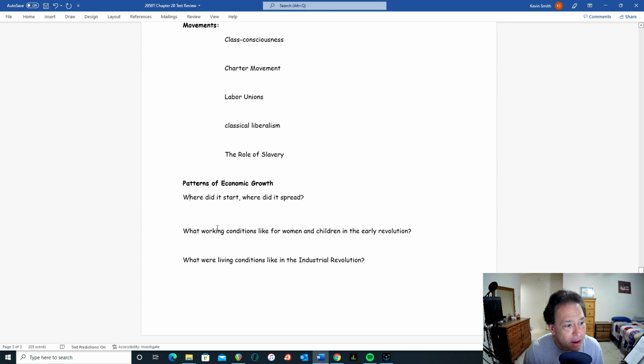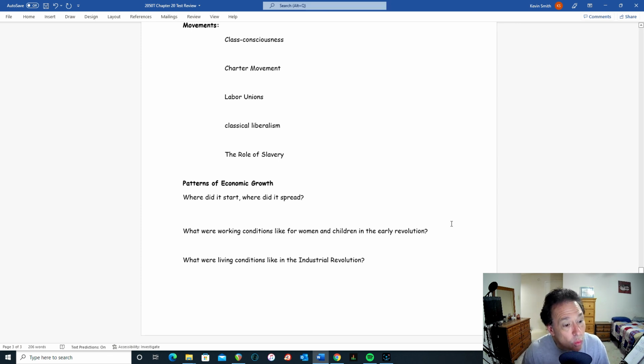What were working conditions like for women and children in the early Industrial Revolution? It was bad. Women couldn't take care of their children at work. Children were abused and injured and deformed, and their health was taken away, and they were taken out of school oftentimes to work in factories. And so, yeah, working conditions not good for women and children in the early Industrial Revolution.